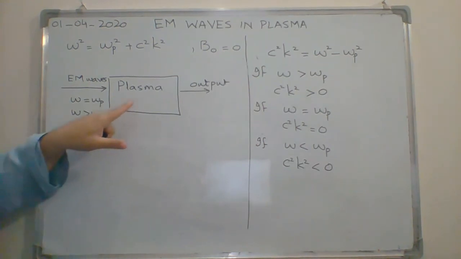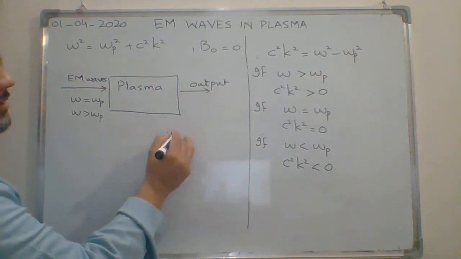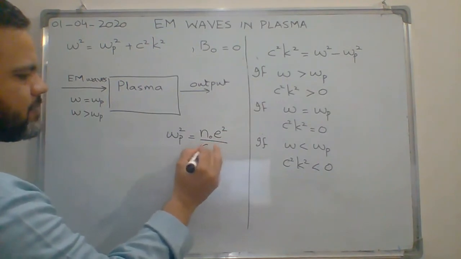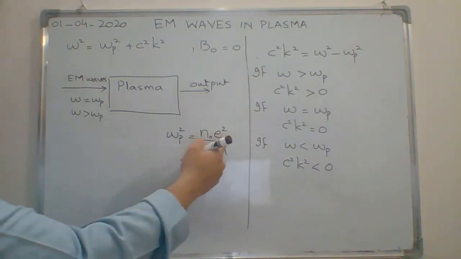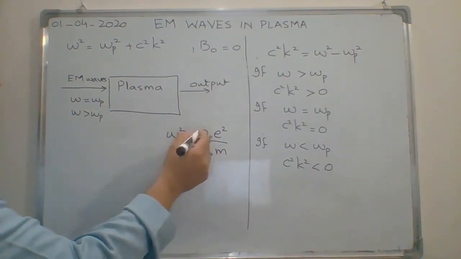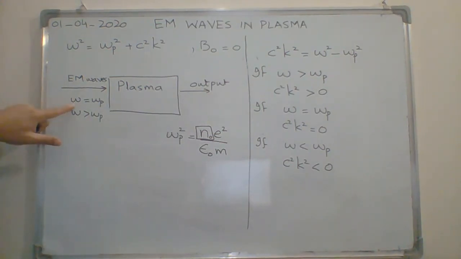So this is how you can find out the density of the plasma, because in omega p all the other terms are constant: n naught e squared by epsilon naught m. We have the charge of the electrons, epsilon naught, and the mass of the electrons. So we can find this term out if the incoming frequency of the wave matches the plasma frequency. This is an experimental setup where we can find out the density of the plasma that has been created in a certain lab environment.